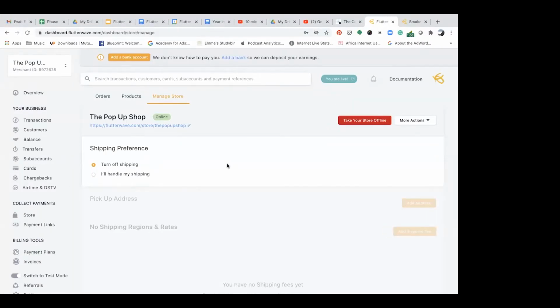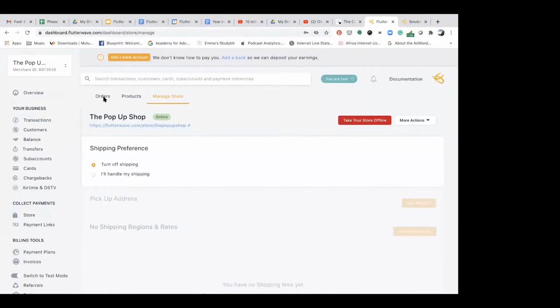Okay, so I'm going to now try and show how you can add your social media handles on your Flutterwave store. Please give me one second. My apologies for the delay. I was having internet issues. I was trying to show what it looks like from the back end when adding your social media handles to your Flutterwave store.